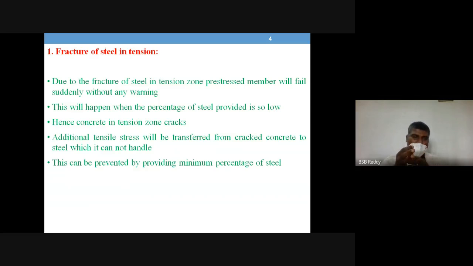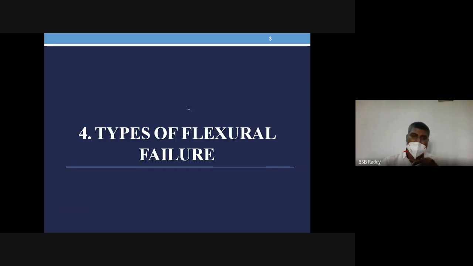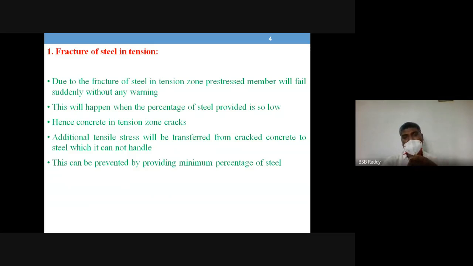Now let us see what the types of flexural failures are in the case of prestressed concrete. First one, as you are looking at it, is fracture of steel in tension. When this happens, you have to understand completely the difference between RCC and prestressed concrete.